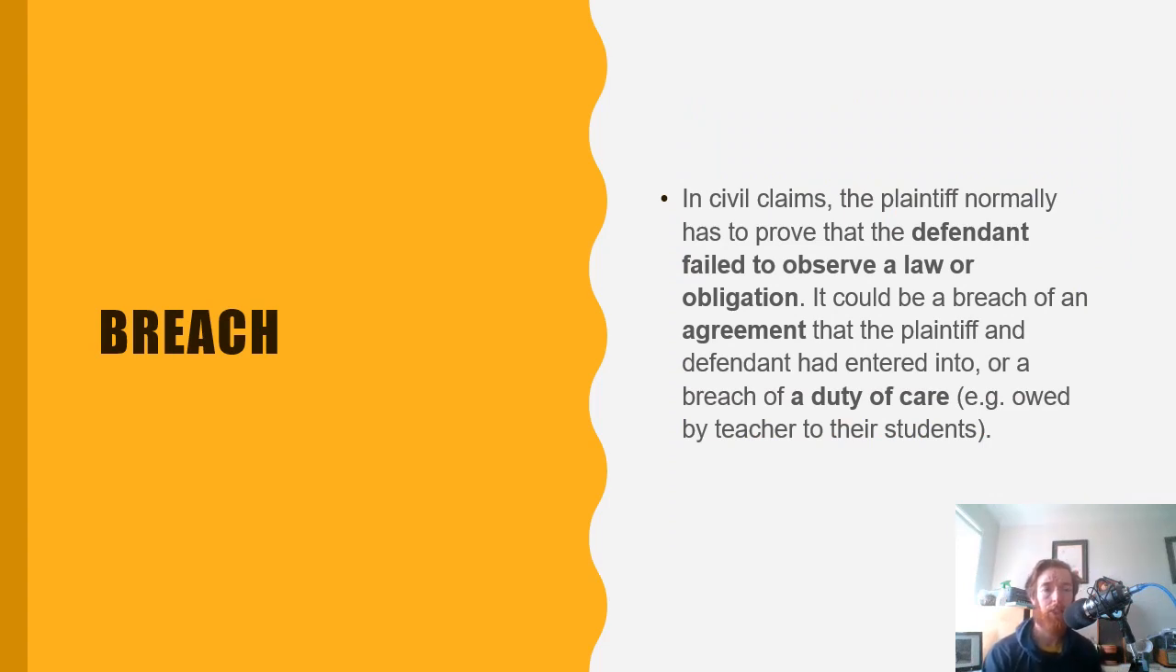So in breach, in civil claims, the plaintiff normally has to prove that the defendant has failed to observe a law or obligation. It could be a breach of an agreement the plaintiff and defendant had entered into, or a breach of a duty of care. I used an example last year when I was doing this, where just outside this window over here, we had a fence that blew over during a storm because the fence was old and garbage. We were trying to work out who owned the land behind our house, because when we were going to get a new fence, contractually, they had to pay for half.